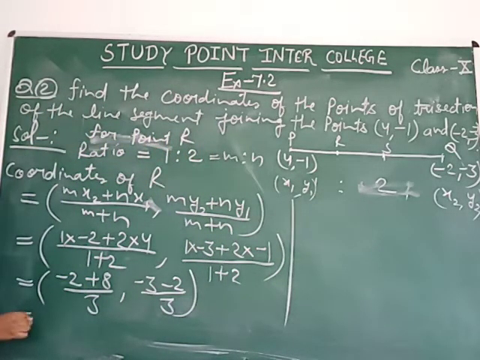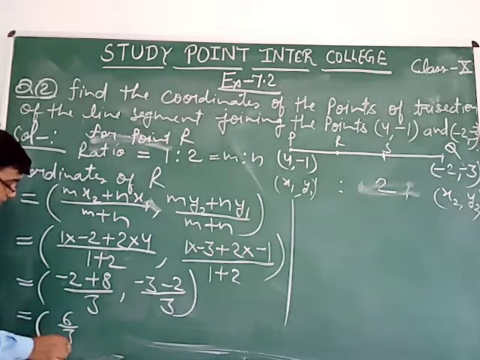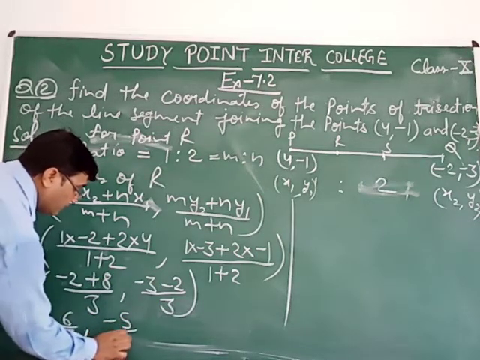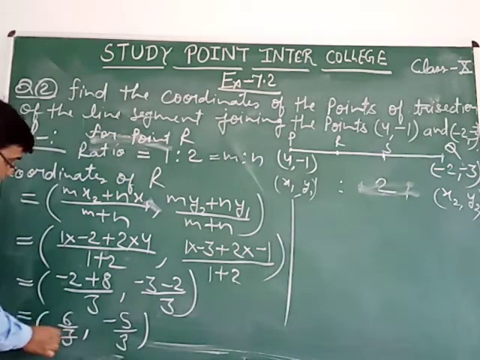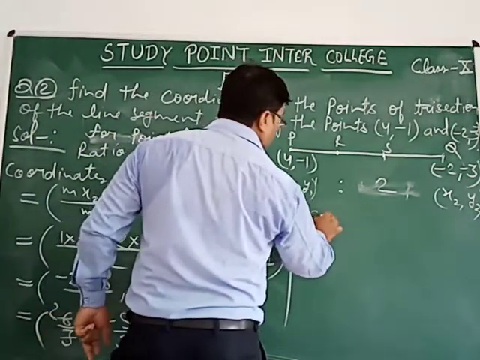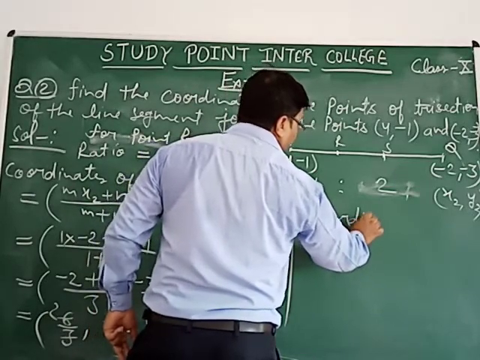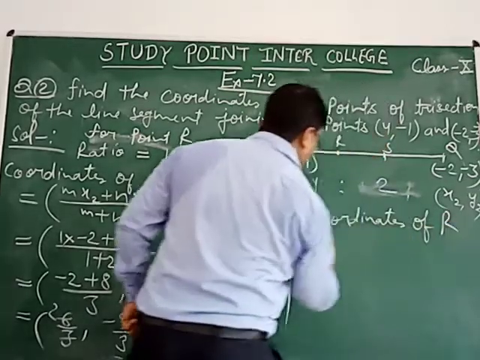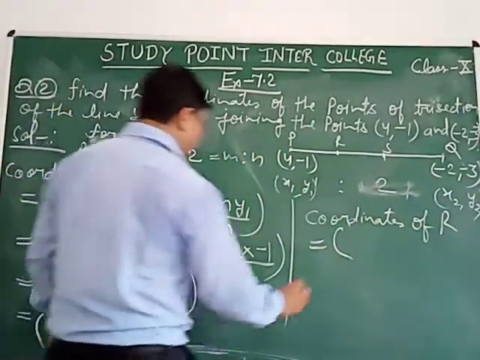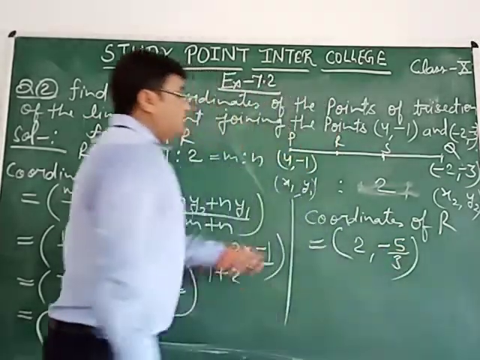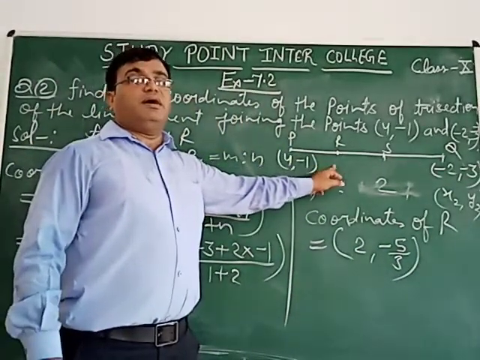So minus 2 plus 8 is 6 upon 3, which is 2, and minus 3 minus 2 is minus 5 upon 3. So coordinates of R equal to 2 comma minus 5 upon 3. These are the coordinates for point R.